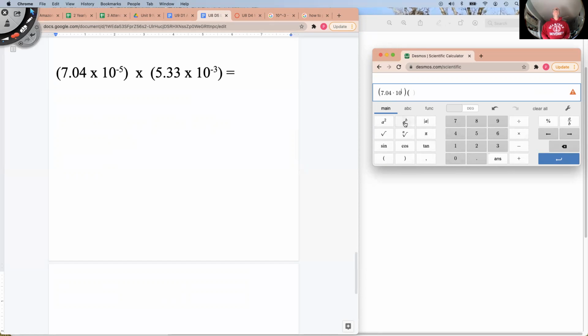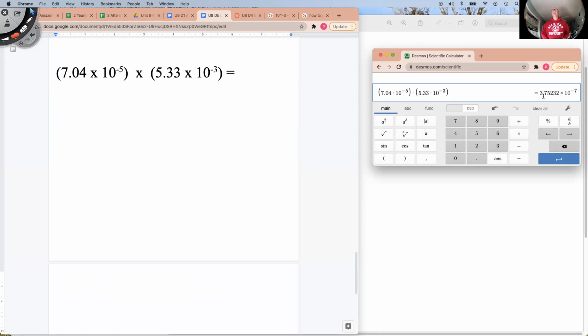So I'm going to push my exponent button, which is right here, and I'm going to push negative 5. And I'm going to come outside my exponents, and then I'm going to multiply. So then I'm going to go times. I'm going to put another set of parentheses, go inside and type in 5.33 times 10, and I want to go to the negative 3rd power again. So I'm going to push my exponent button, the minus key and the 3, and that's going to say to the minus 3.